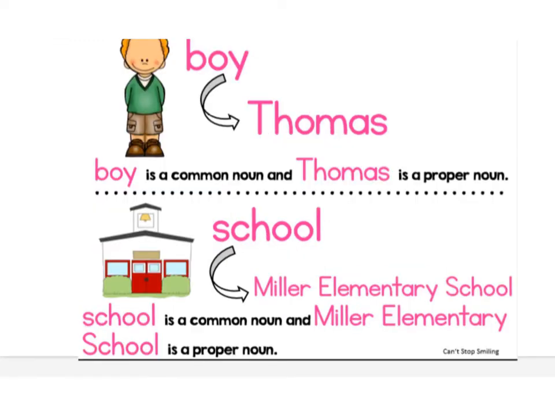Here are two more examples. Boy is a common noun, and once we give the boy a name, Thomas, it becomes a proper noun. School is a common noun, and Miller Elementary School, the name of the school, is a proper noun.